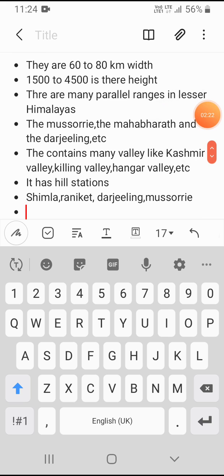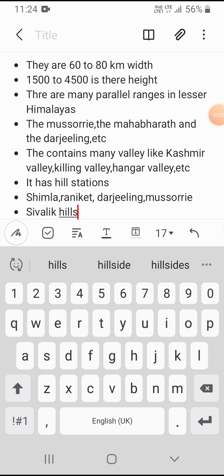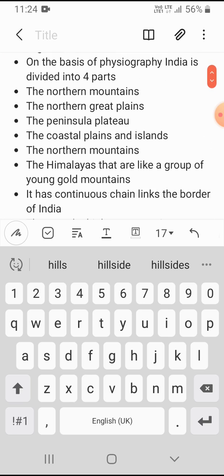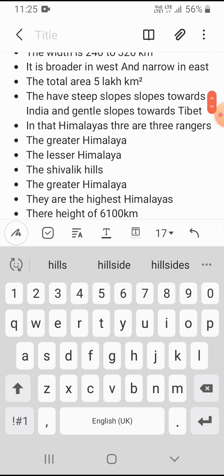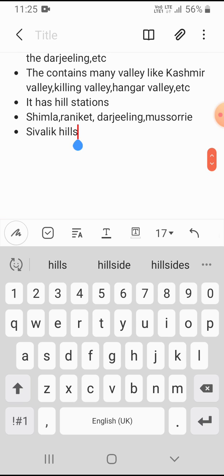So these are some hill stations. So let's come to the Shivalik Hills. Here it is, Shivalik Hills. So let's know about Shivalik Hills.